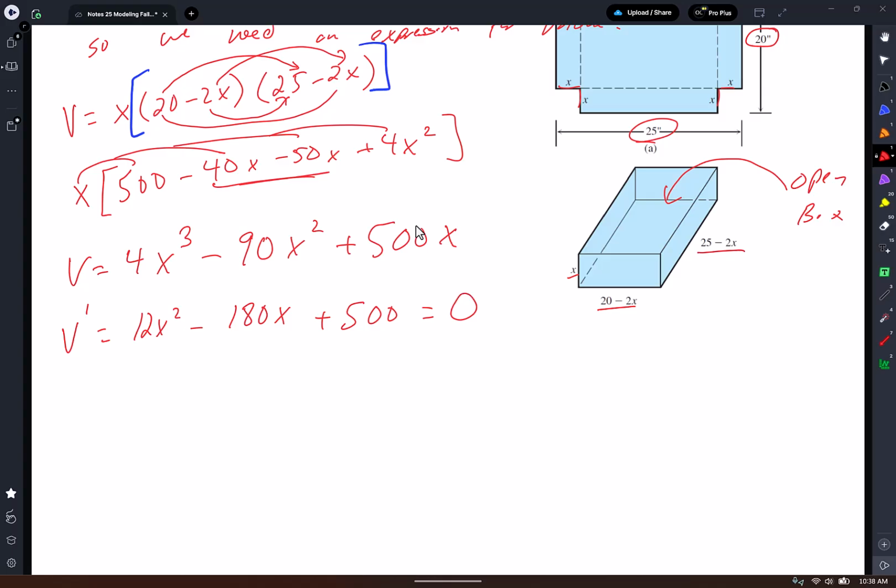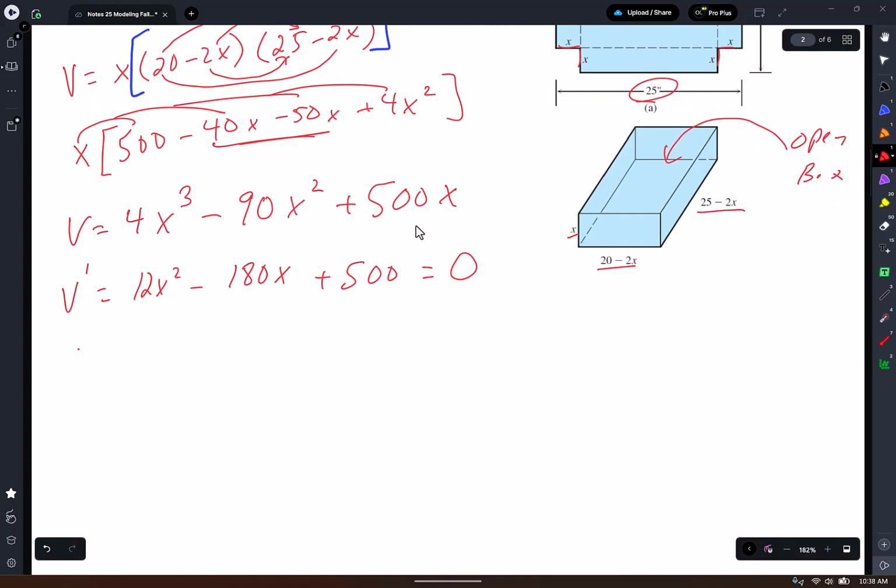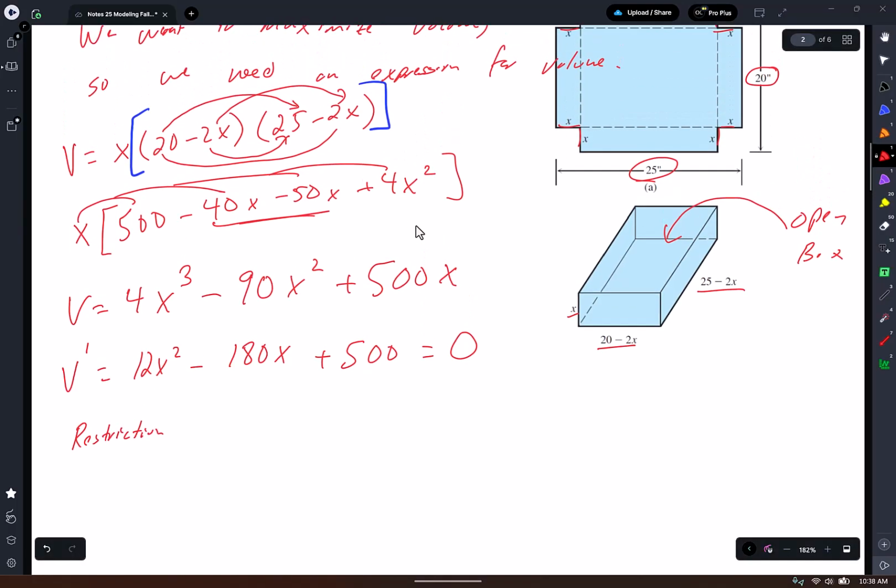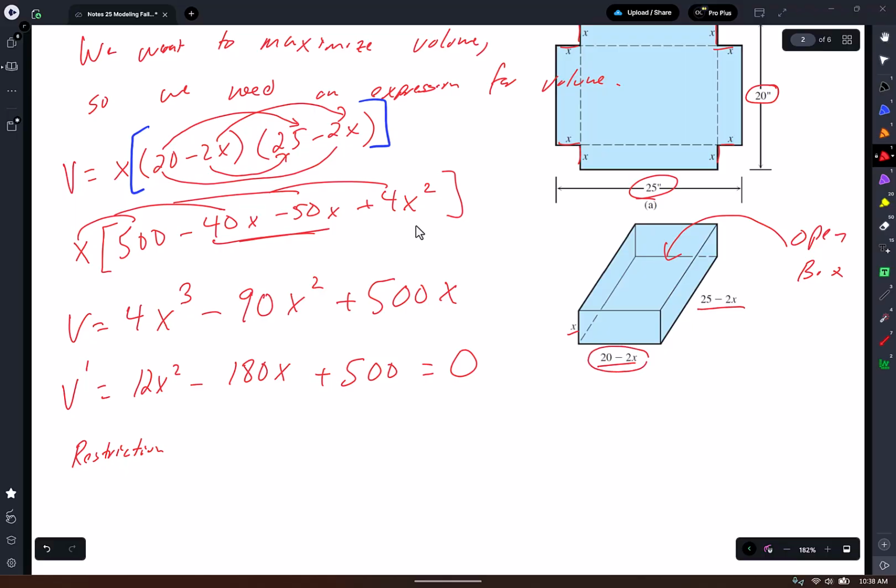All right. Before I continue, here's my restriction. What is the biggest x can be? So focus on that one and focus on that one. What's the smallest x can be? X has to be between 0 and... What's the biggest it can be? 10. 10 times 2 is 20. 20 minus 20 is 0. If x is 10, you know what? Well, I'll just say it like that.